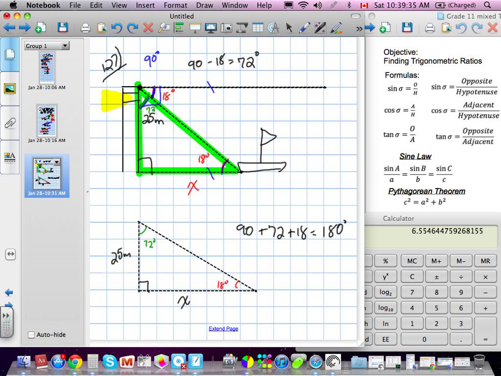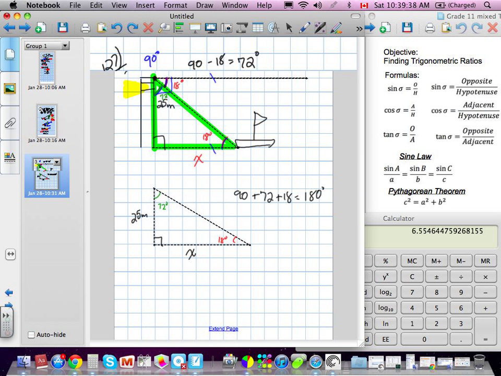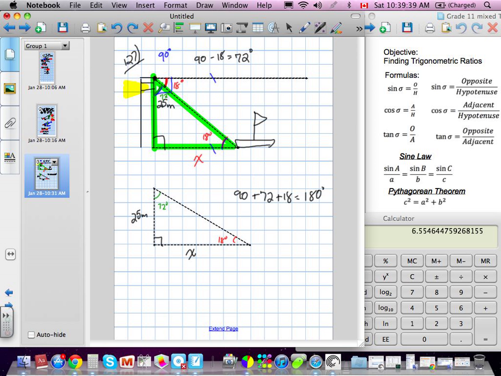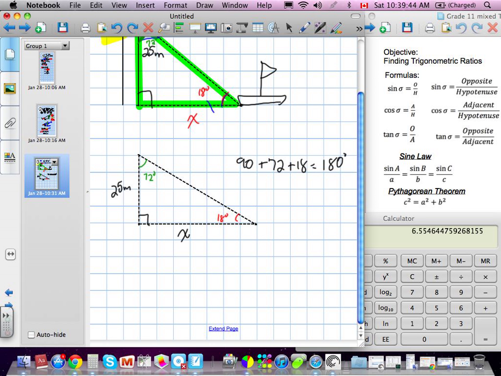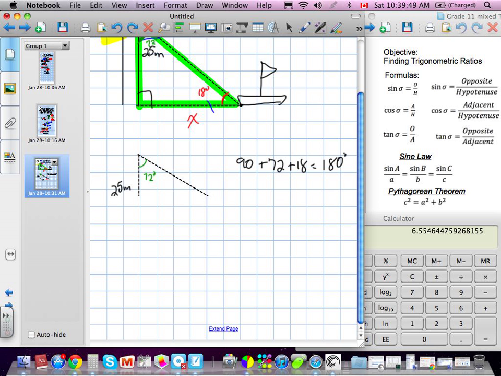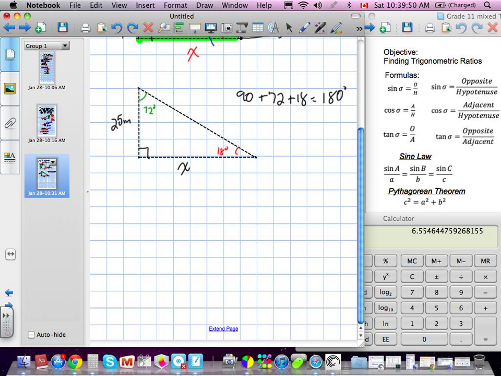First of all, let's say we're dealing with the angle that's 72. X is considered what? Opposite, adjacent, or hypotenuse of that? Opposite. Which means 25 is what? Adjacent or hypotenuse? Adjacent. Good. So opposite and adjacent, what kind of ratio are we using? 25 over x. Yeah. But which of the three? Sine, cos, or tan? That's right. So tangent, 72, right?